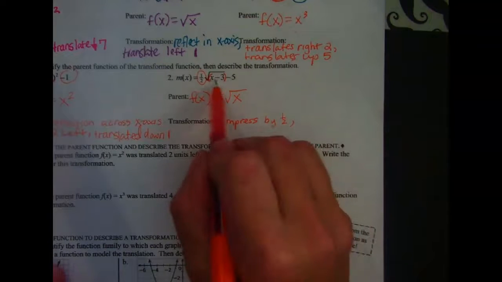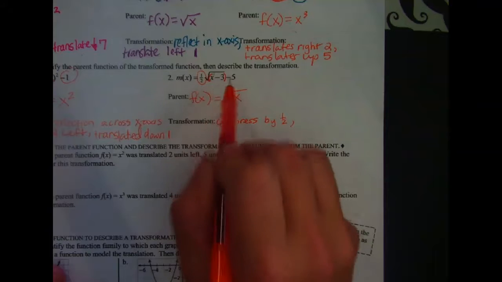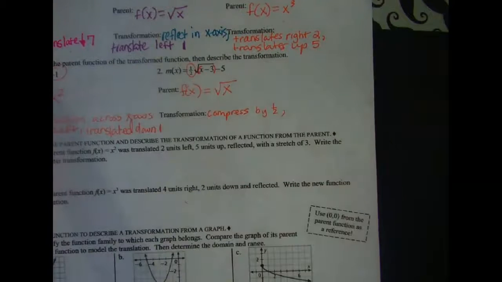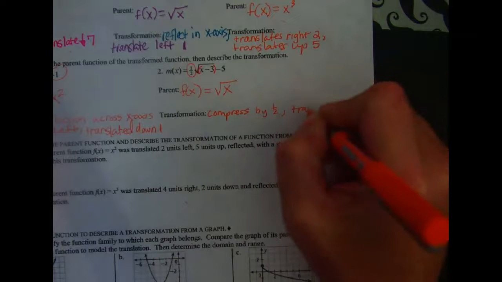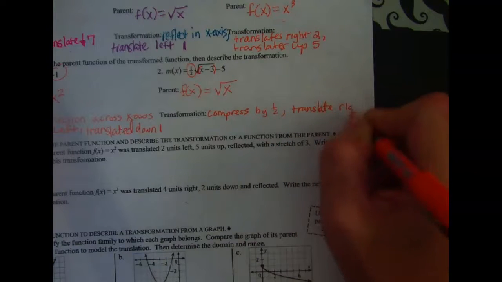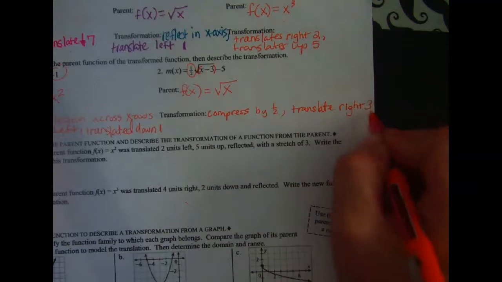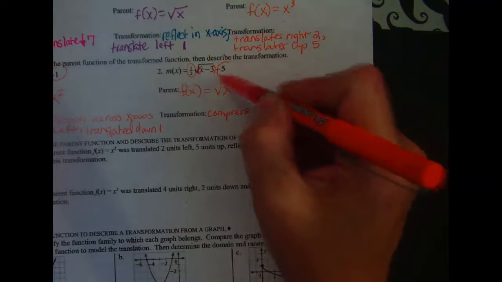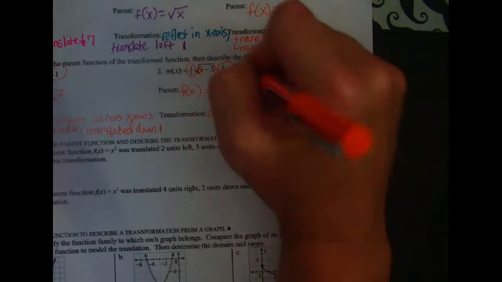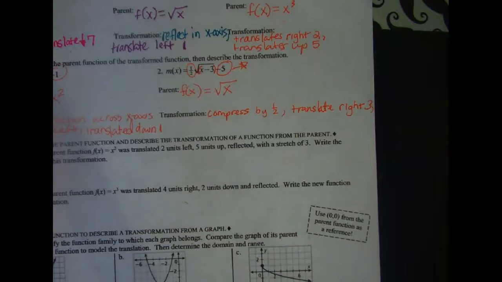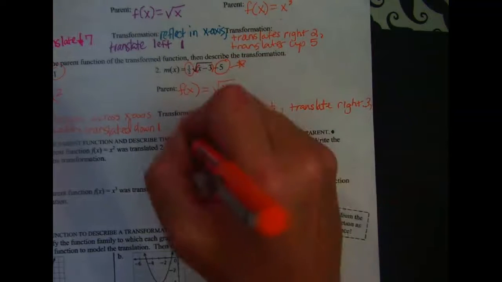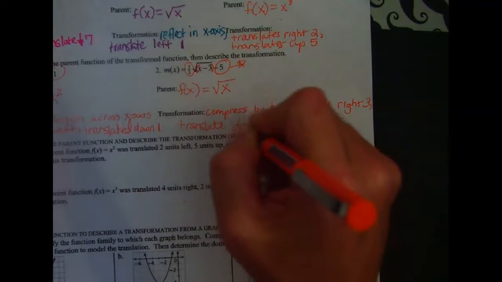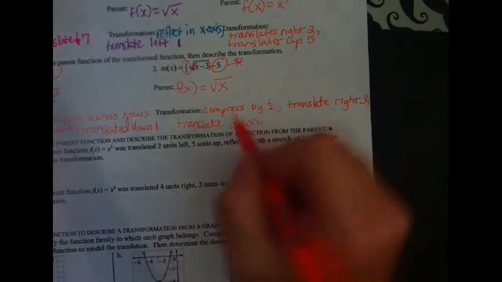And then the next thing, I'm looking under the radicand, and I have an x minus 3 in parentheses. That has to go together. So when we have x minus a number inside of the parentheses, that means we translate right, and whatever that number is, 3. And then the last part, we have this -5 all by itself. So when I look at the -5 outside, that means we're translating down, and whatever that number is, so this was 5.